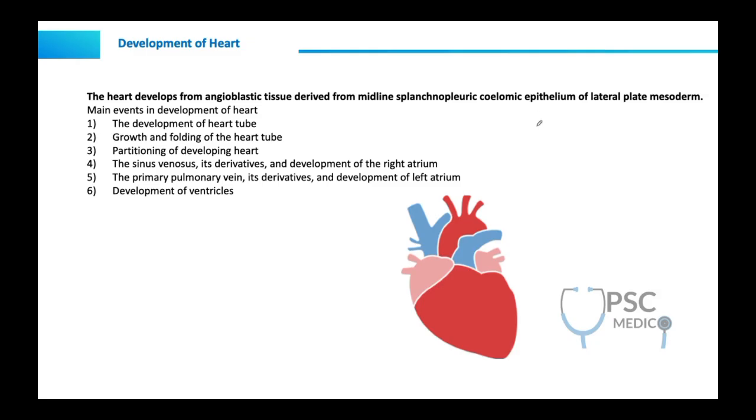So let us only discuss the main events in the development of the heart. The first and foremost thing to develop is the heart tube. There is a heart tube, and later on there is growth of this tube and folding, giving rise to the atria and ventricles, but they should be partitioned. So there is a partition, and later on there is development of the sinus venosus and its merging into the right atrium, and there is also the venous development of the left atrium, and at the end there is development of the ventricles.